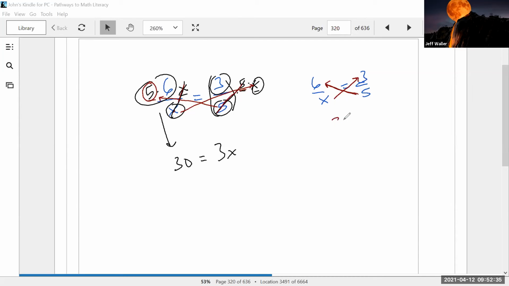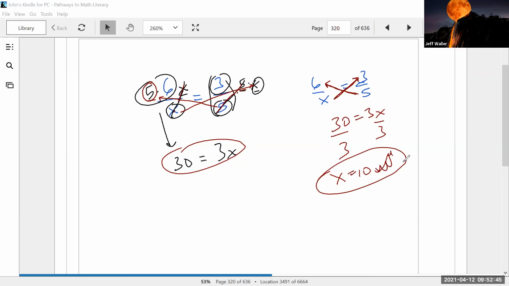5 times 6 is 30. X times 3 is 3x. That's exactly where I am right now. And of course, I would just divide by 3. X equals 10. Yay! Well, I don't put a check, I haven't checked it yet. But that is called cross multiplication. It's just a shortcut of multiplying by the denominators. It's just a way to shortcut that. So you will see that in this section.